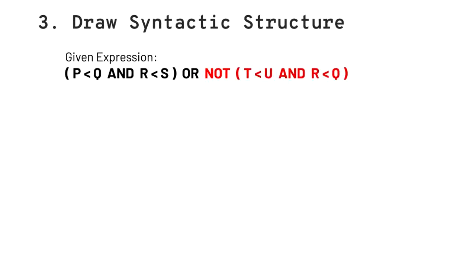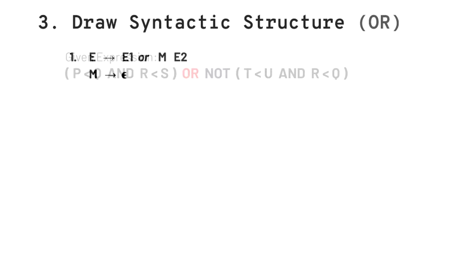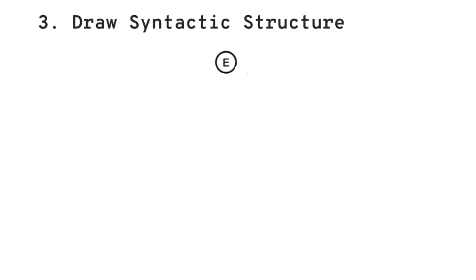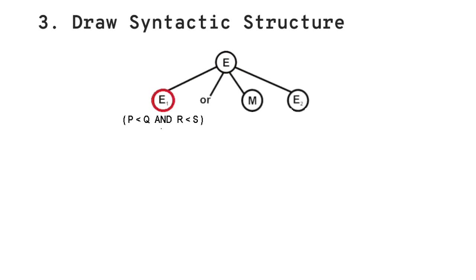Therefore, we can start creating the parse tree from the grammar of the OR operator, which has the highest precedence in this case. The grammar of the OR operator is E derives E1 or M E2 and M derives epsilon. We write each of the components here as a node of the parse tree. We get root node E that derives E1 or M and E2, where E1 is p < q and r < s. The node M leads to epsilon. And E2 is not (t < u and r < q).